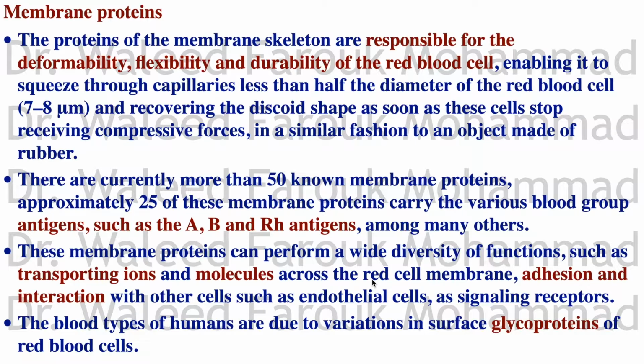The membrane proteins can perform other functions such as transporting ions and molecules, adhesion and interaction with other cells like endothelial cells, and receptors also. And the blood types of humans, the variety comes from the variations in the glycoproteins present on the membrane of the red blood cell.